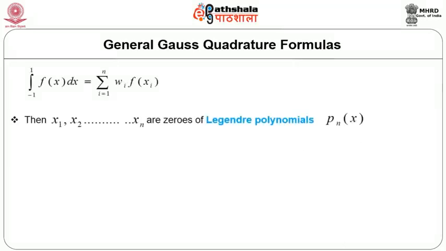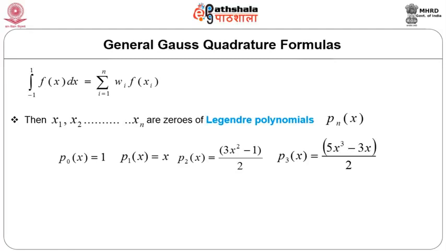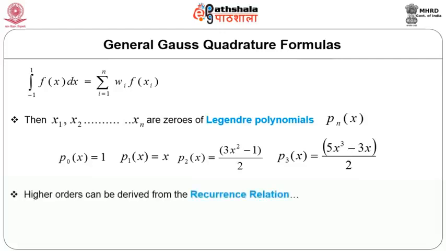Now, let us just cite a few Gauss quadrature formulas. If p(x) is 1, and the interval of integration is minus 1 to 1, we get the integral from minus 1 to 1 of f(x) dx as w1 f(x1) plus w2 f(x2) plus wn f(xn). Here x1, x2, xn are zeros of the Legendre polynomials Pn(x), where P0(x) is 1, P1(x) is x, P2(x) is (3x square minus 1) by 2, P3(x) is (5x cube minus 3x) by 2, and higher order Legendre polynomials can be derived by using the recurrence relation P(n plus 1)(x) is (2n plus 1) by (n plus 1) x Pn(x) minus n by (n plus 1) P(n minus 1)(x).